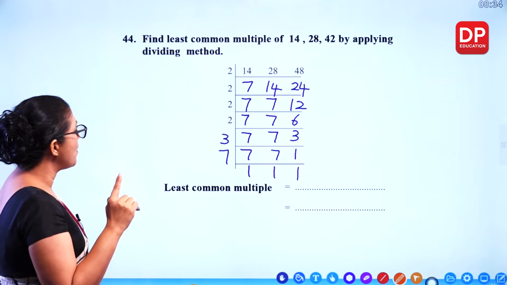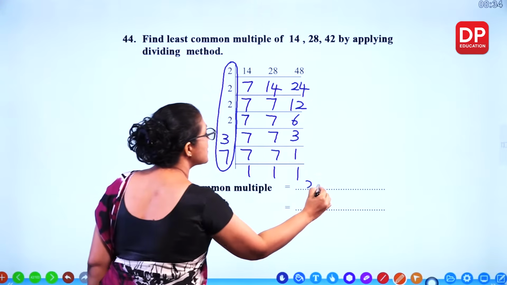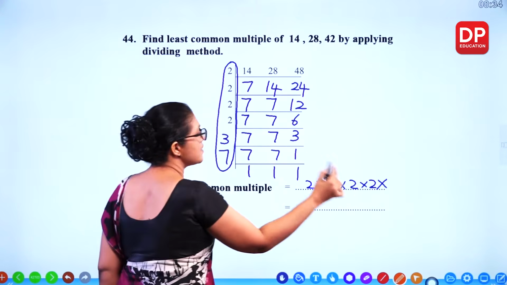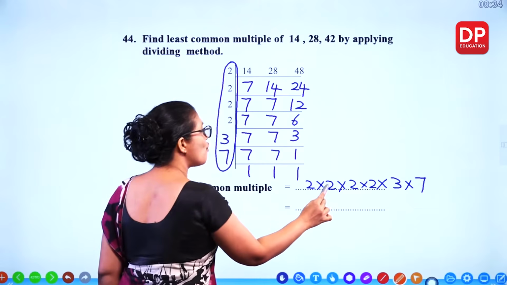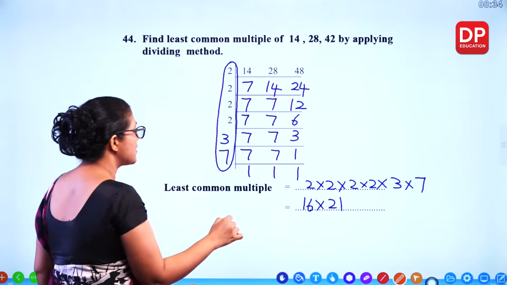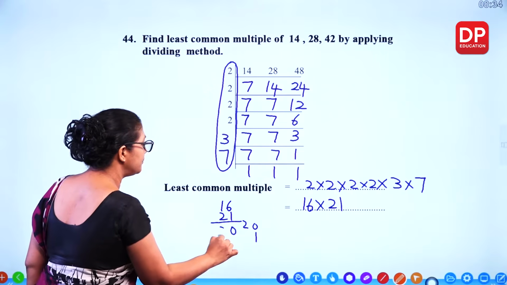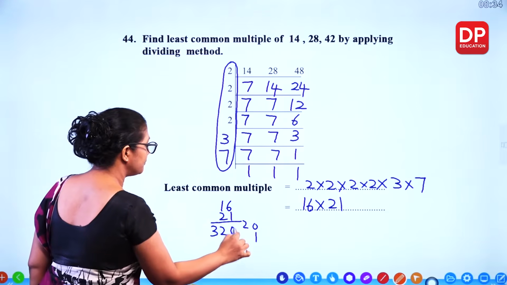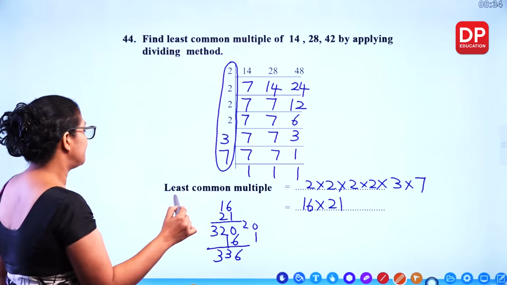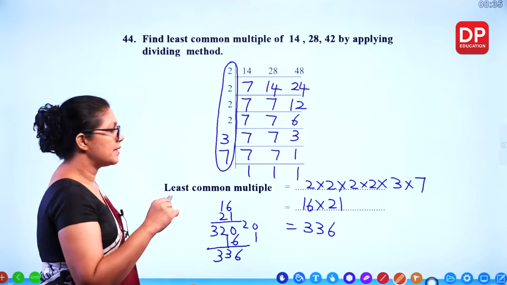So what's the least common multiple? You multiply all these numbers. 2 times 2 times 2, 3, 4 and 3 and 7. 2 times 2, 4, 4 times 2, 8, 8 times 2, 16 times 21. What's 16 times 21? 20 and 1 here. And 16, you get 336. That's the least common multiple.